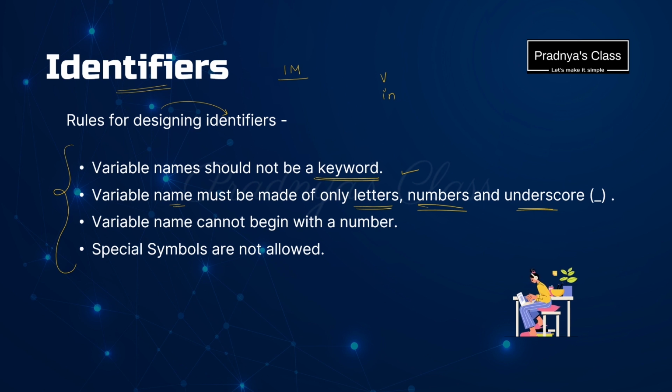Underscore is allowed as a first character also, but number is not allowed as a first character. That is also one of the important rule. You cannot design any variable like this in which the variable is getting started with a number. Here is one more important rule, that special symbols are not allowed. Except underscore, you cannot use any other special symbols like star, question mark and dash. So fix this rule in mind and get this 1 mark.